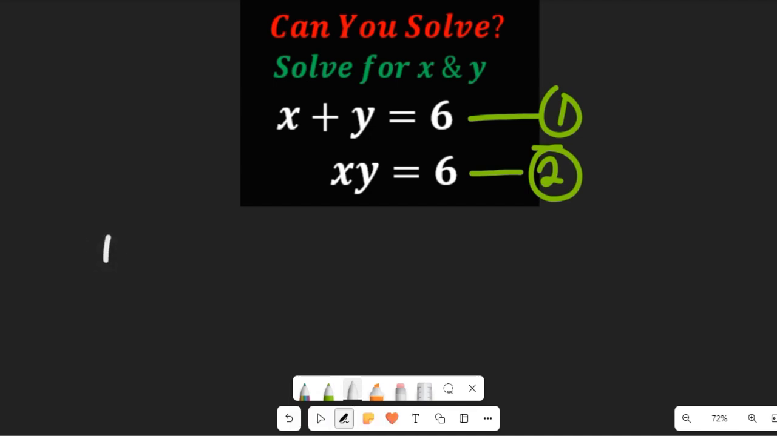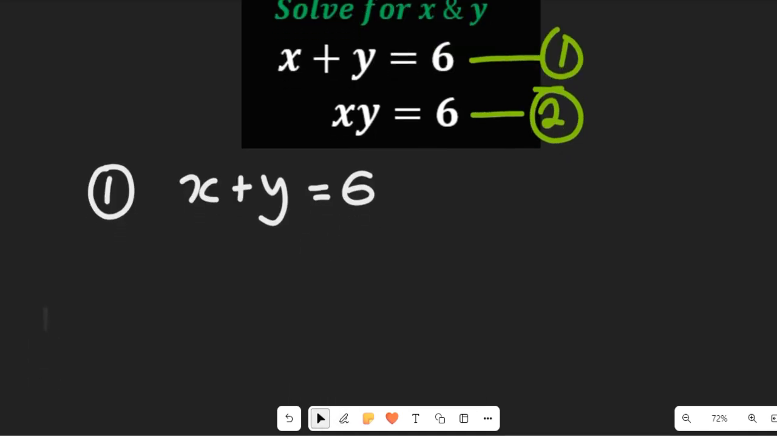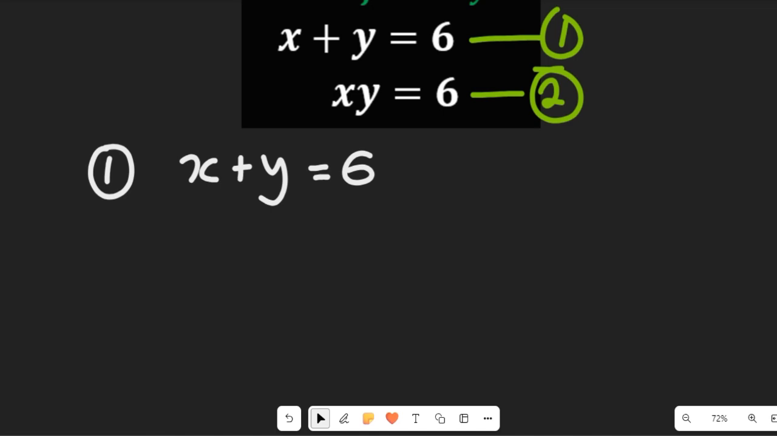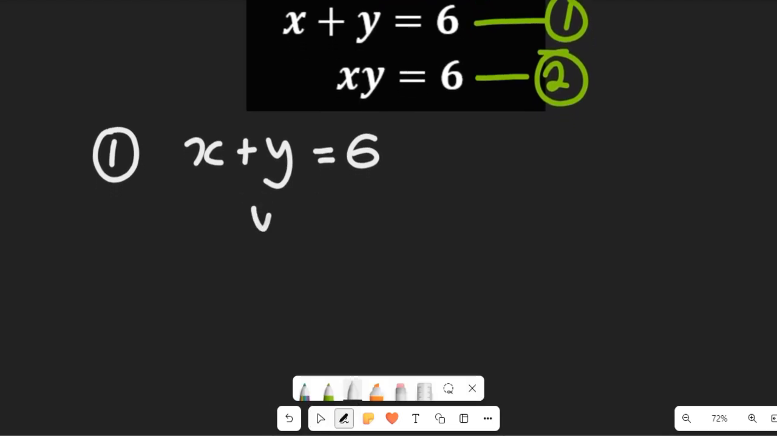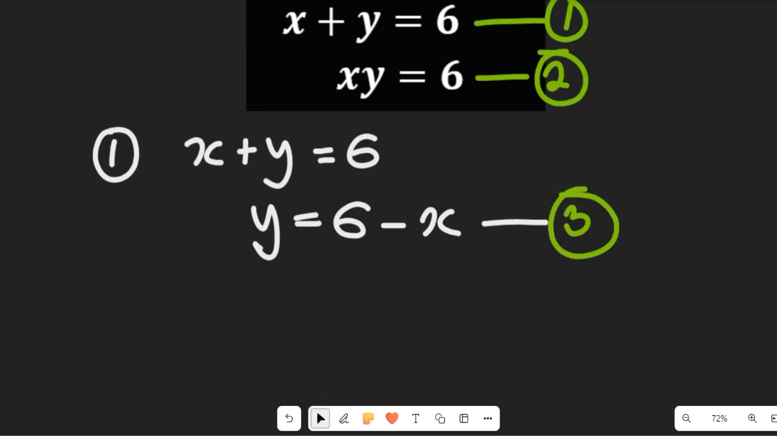From equation 1, you're going to see that x plus y is equal to 6. So, just like you solve simultaneous equations, I can easily make y the subject or make x the subject. In this instance, I'm going to make y the subject. So y will be equal to 6 minus x, right? And I'm going to consider this to be equation 3. Now from equation 3, I can insert the value of y equal to 6 minus x anywhere I can.